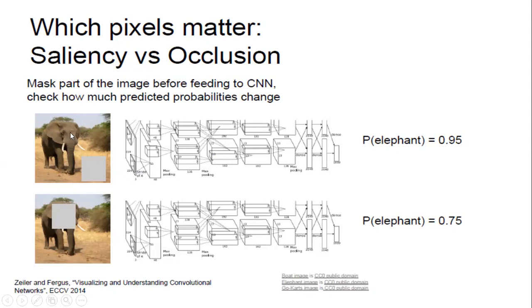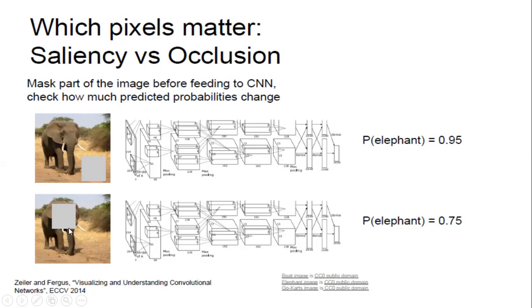So the probability of elephant is what we want to see here. Assume that without occlusion it is 0.96, or 0.95. Then if I start occluding different regions, occlusion means hiding, the probability of detecting the elephant will change. For example, if I occlude a uniform region that has no information about the elephant, it may have the same probability or slightly less. If I occlude a very important region, there will be a good drop in the probability of elephant when I give this image as input to the convolutional network.